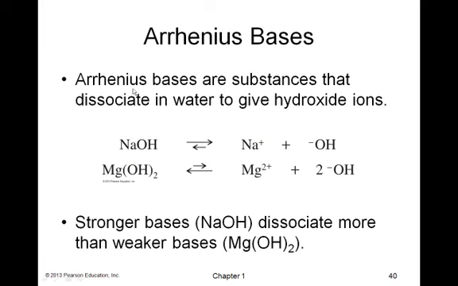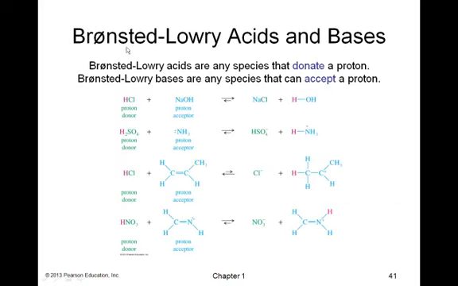Okay, here with bases, the Arrhenius base is what gives the hydroxide ion. So these are very common bases as they produce OH- in water. The Bronsted-Lowry definition is a very popular definition, even more than the Arrhenius. Acids donate, or are able to give off, protons. Bases are able to accept protons.